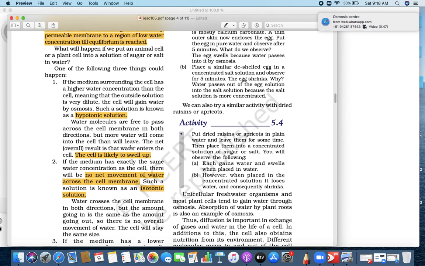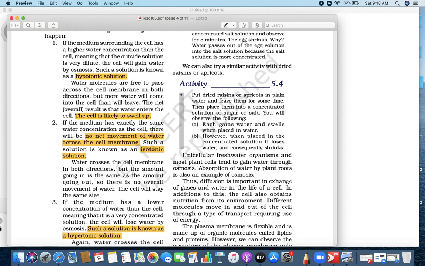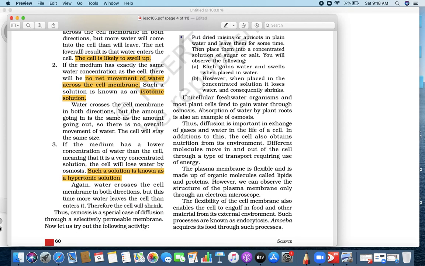Again, what is a hypotonic solution? Hypotonic solutions are those in which the concentration outside the cell is more and inside is less. When outside and inside concentrations are equal, we call it an isotonic solution. And when the concentration inside is more and outside is less, the water is going to come out of the cell. Such solutions are called hypertonic solutions.